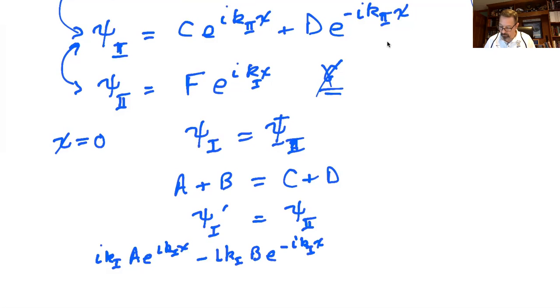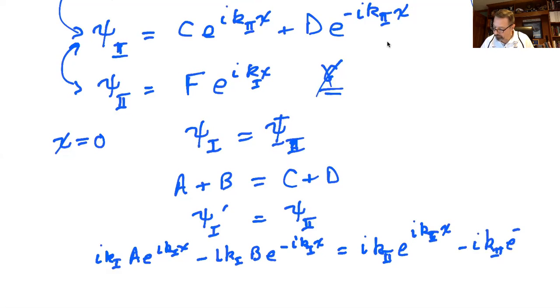Okay, that's the derivative of the wave function in region 1, has to be equal to, let's see, it'd be ik2 e^(ik2x). And then I think it's also going to be minus here, minus ik2 e^(-ik2x). And that's a little hard to read right there, so let's fix that.